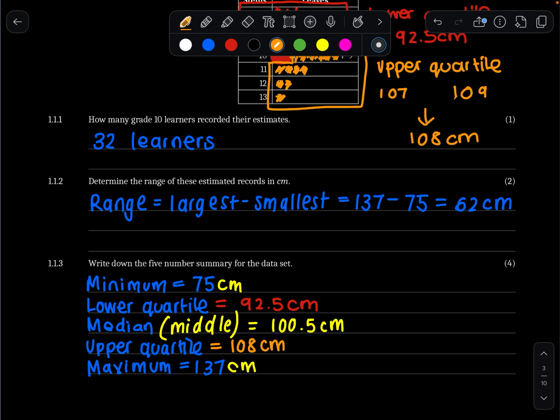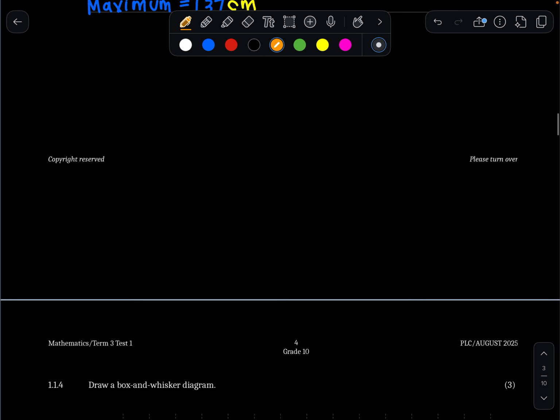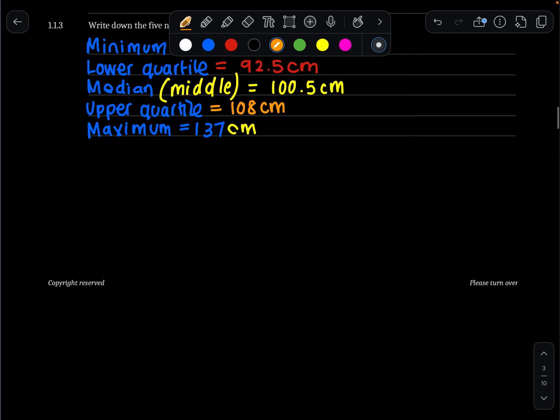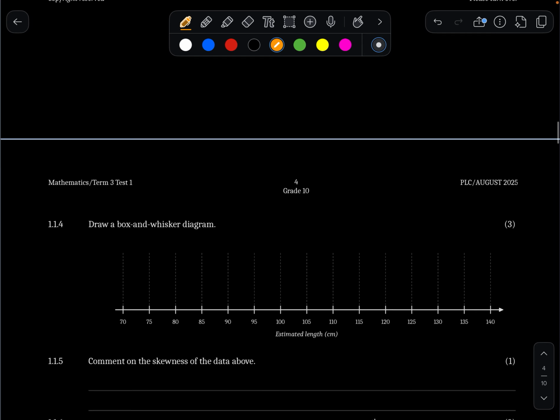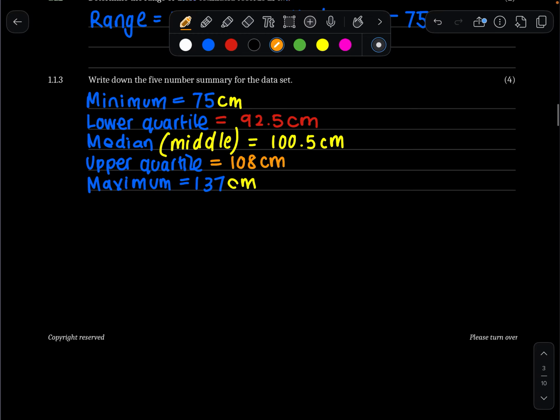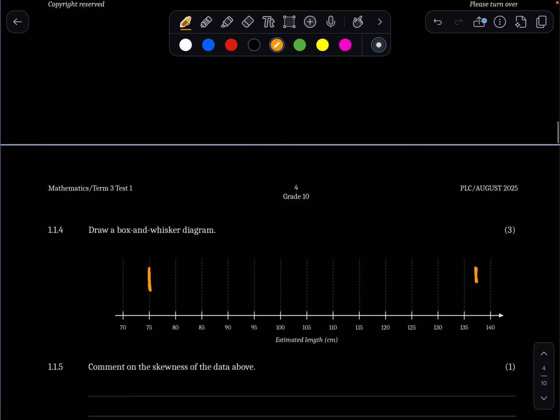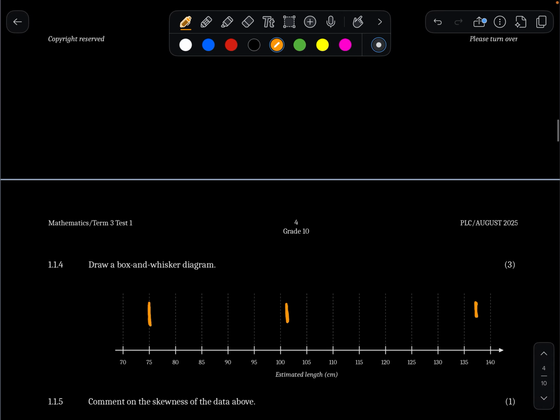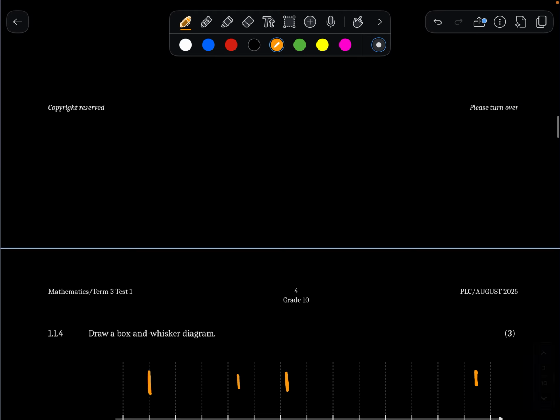And you can see then why they want us to do that, because the next question is draw a box and whisker diagram. And how we do a box and whisker diagram is we are going to put in, our minimum is 75. So that is going to be the start here. Maximum we said was 137, so that's going to be somewhere in here. Our median is 100.5. It's going to be somewhere in here. Lower quartile we said is 92.5. Somewhere in here. And our upper quartile is 108.